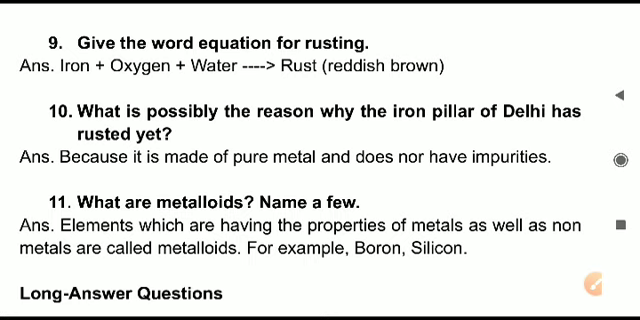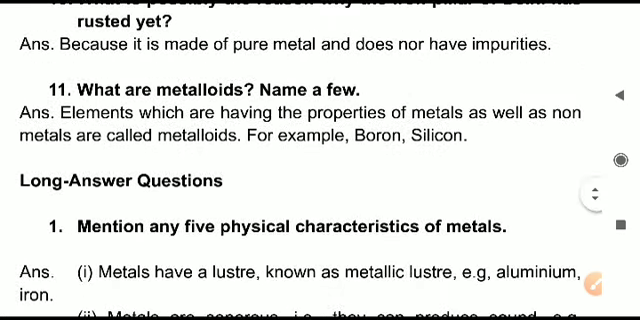What is possibly the reason why the iron pillar of Delhi has not rusted yet? Answer 10 we'll read here. Because it is made of pure metal and does not have impurities. That is why only this metal in the iron pillar has not rusted. Even for centuries it is present there.